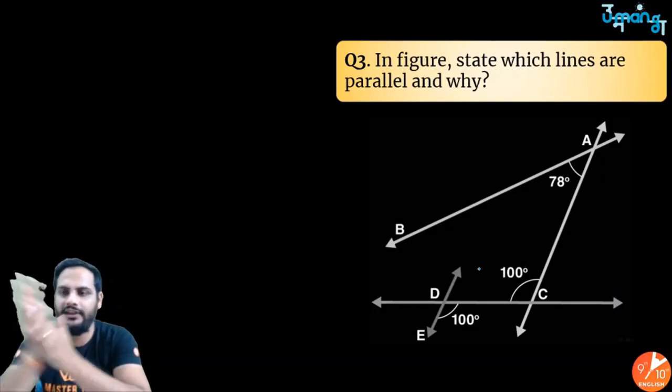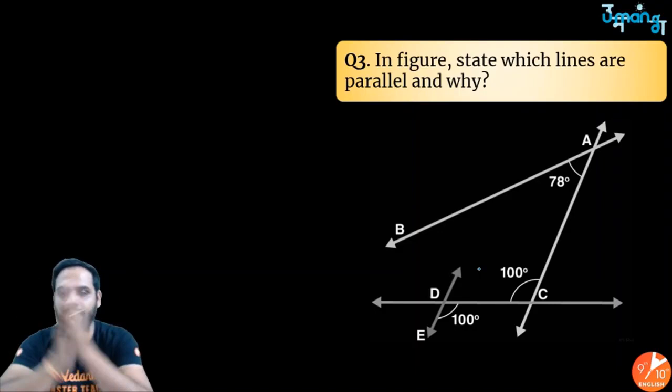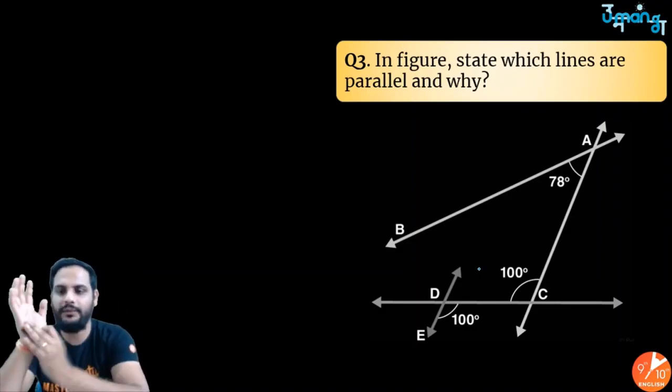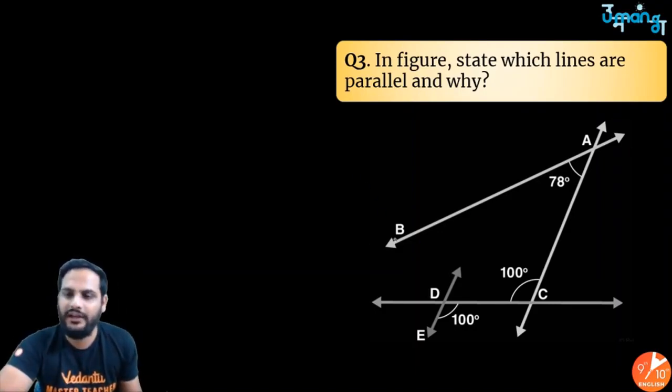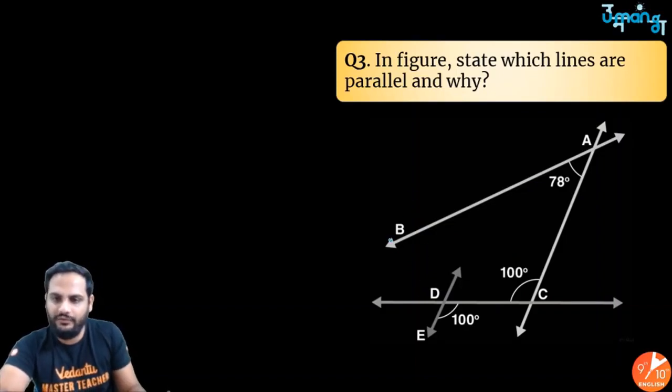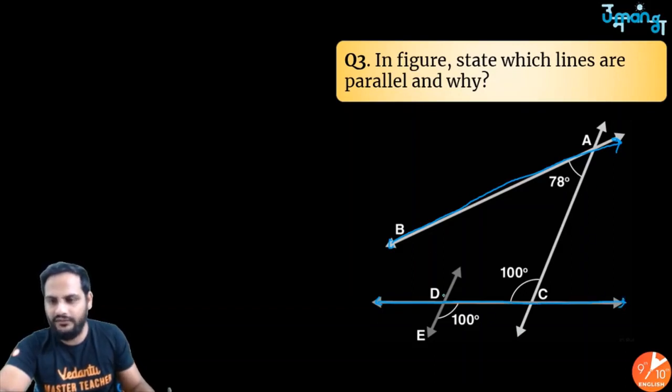In the figure state which lines are parallel and why. Which of the lines are parallel or not, है ना. तो देखो अब एक बात बताओ, there are total 4 lines. अब I know AB and AC they are not parallel, they are intersecting. Okay, CD and DE and AC they are not parallel where they are intersecting. I have to decide between the line AB and this line CD, and then I have to decide between the line AC and DE.